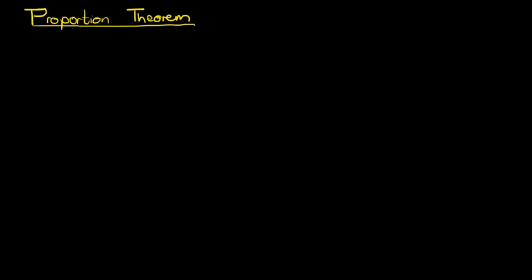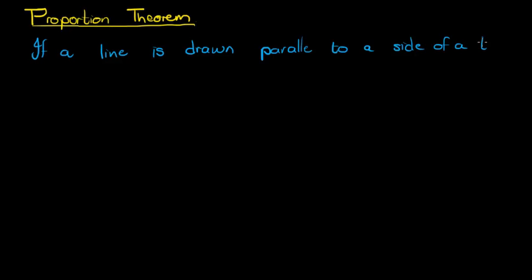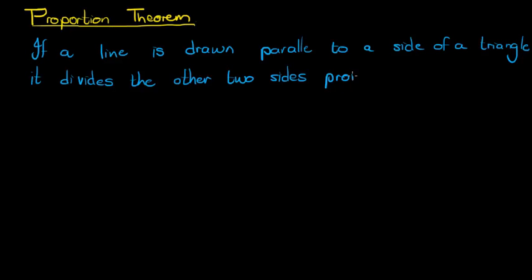Okay, the proportion theorem says if a line is drawn parallel to a side of a triangle, it divides the other 2 sides proportionally.